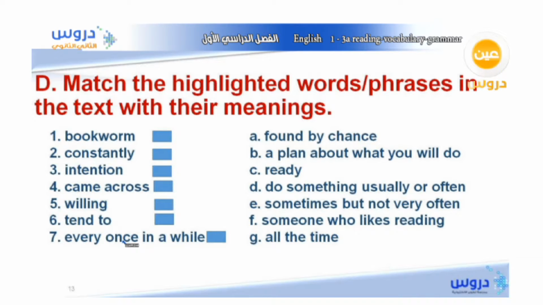Alright, here we go. Bookworm will be someone who likes reading. Okay? Constantly, G, you can see it all the time. Intention, a plan about what you will do. Came across, found by chance. Willing, ready. Tend to do something, usually, often. Every once in a while, sometimes, but not very often. Okay? Now, in your opinion, which of these teenagers has the most interesting hobbies and why?